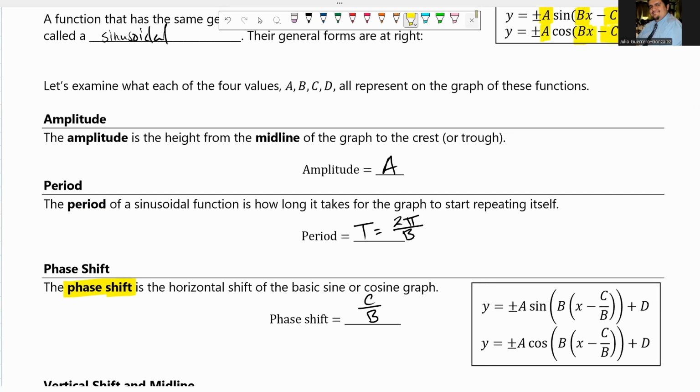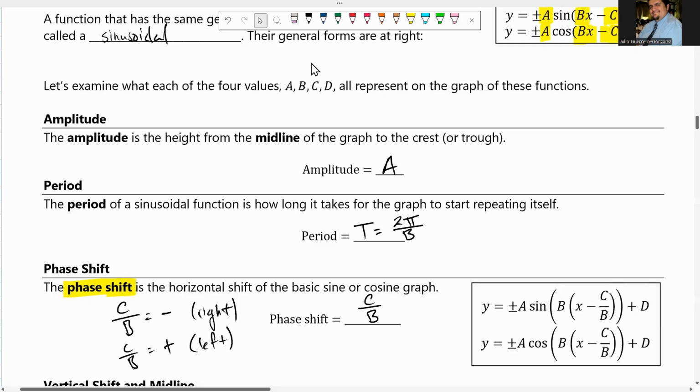Now, this one works a little weird. If you do C divided by B, and it's equal to negative, then that means you moved it to the right. If you did C divided by B, and that is a positive value, then you move it to the left. This is weird, I know it is. It should feel weird, because you're moving it in the opposite direction of the number. Turns out that's how it works out. At least it's simple, right?